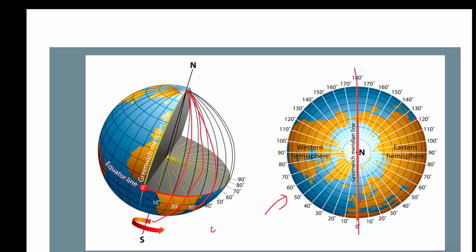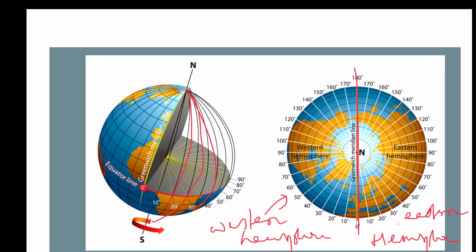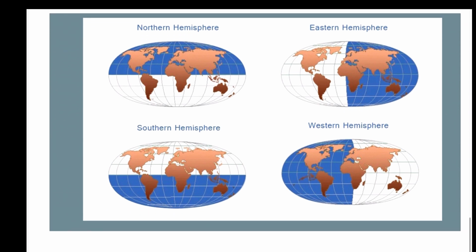This is the Western Hemisphere and this is the Eastern Hemisphere. So now we can see that the equator has divided the Earth into the Northern Hemisphere and Southern Hemisphere, while the longitude, the prime meridian line, is dividing the Earth into the Eastern Hemisphere and Western Hemisphere.